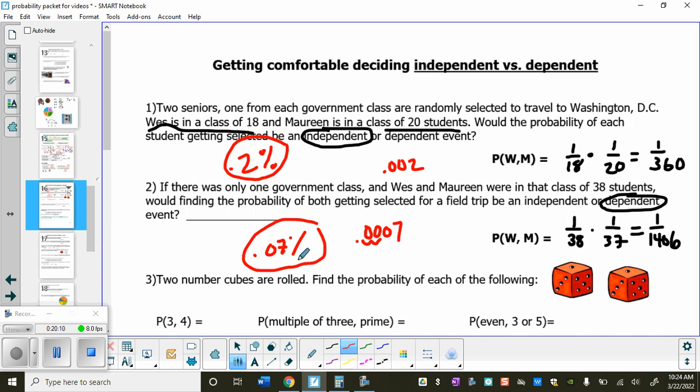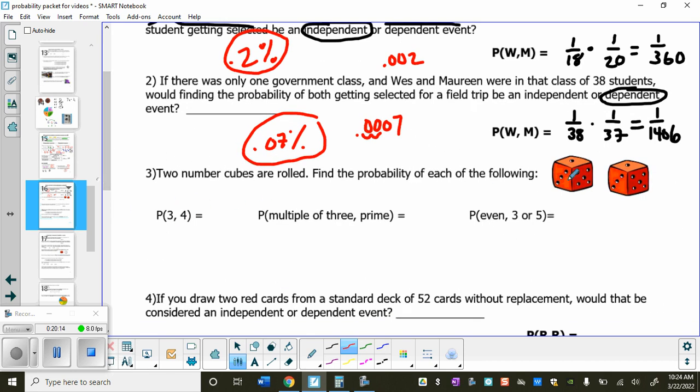All right. Okay, now we're going to find the probability of these two events. First, we're going to roll a number cube and then another number cube. So basically, we've got these two dice that we're going to roll at the same time, and we're checking to see what's the probability that I get a 3 on one of the dice and then a 4 on the other one.